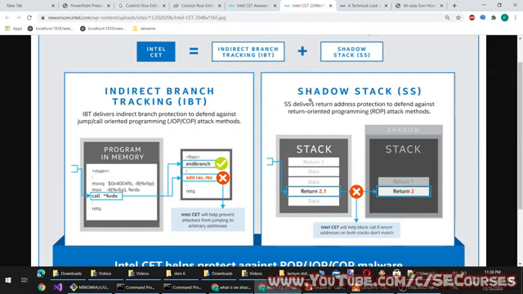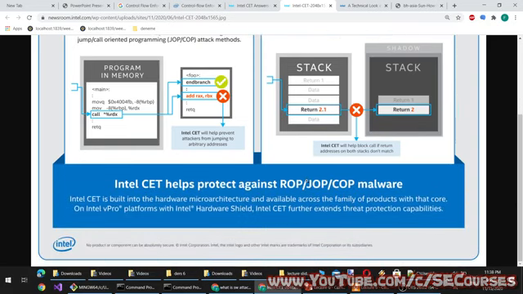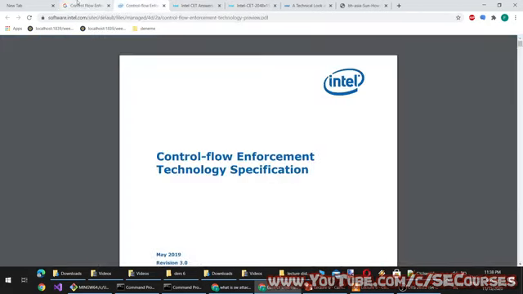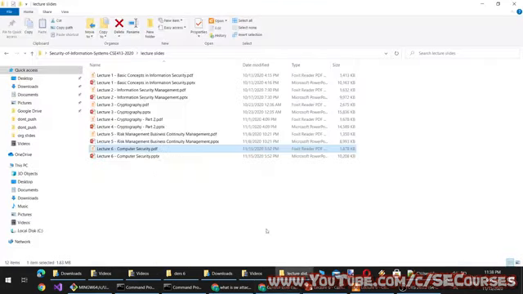Shadow stack, SS, delivers return address protection to defend against return-oriented programming. Return to point 1, which it will return to 2. Intel CET will help block or call if return addresses on both stacks don't match. So you won't be able to return from the shadow stack if it is not matching. Okay. Oh, sorry, we have closed our slide.